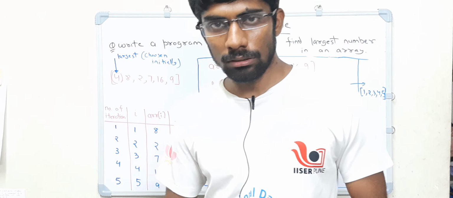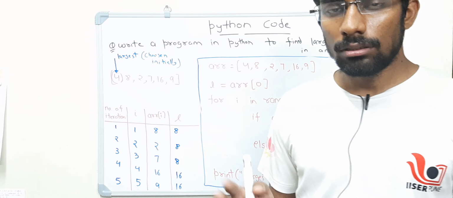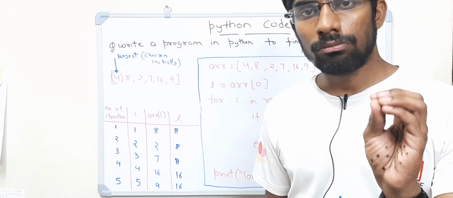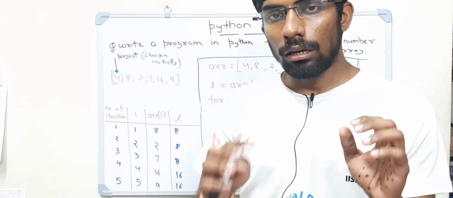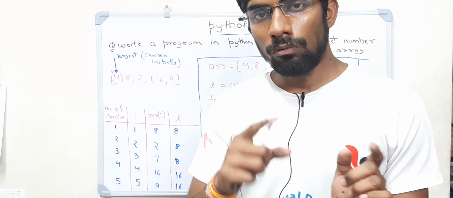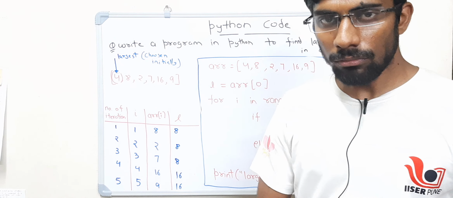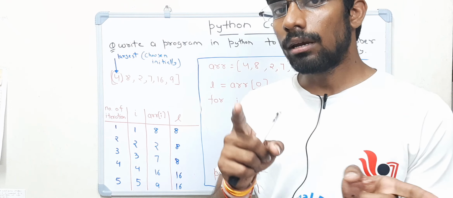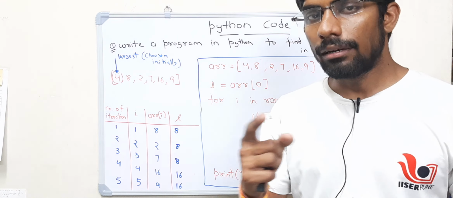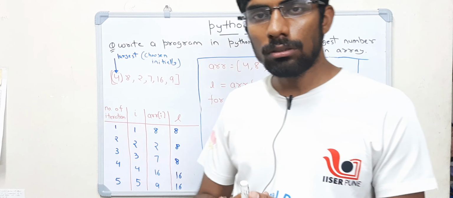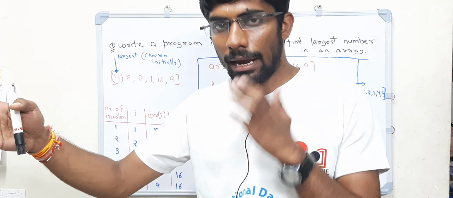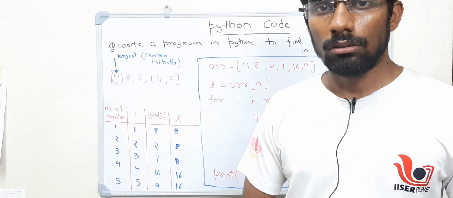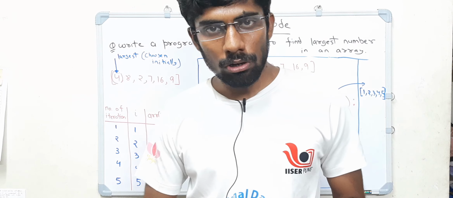So let's first discuss the algorithm for finding the largest element in an array. I will choose the first element of the array to be the largest and compare that first element with the second element of the array. If the second element happens to be larger than the first, my largest element will become the second element. I will keep on doing this until I get to the end of the array, and I get the largest element of that array. So that will be the algorithm.